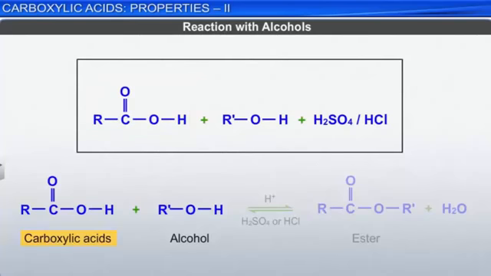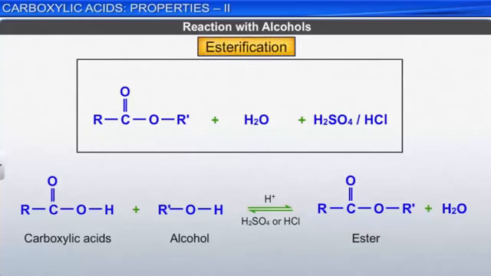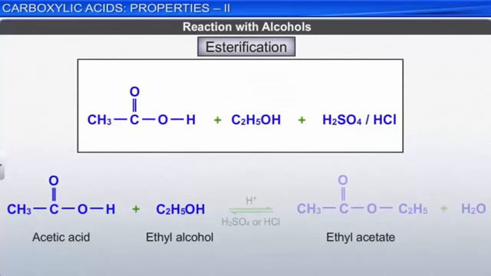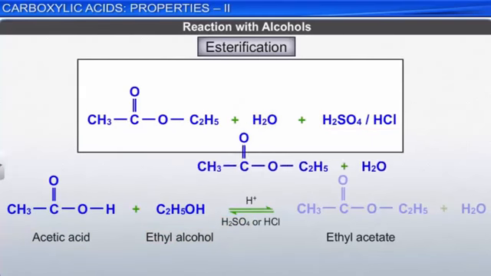Carboxylic acids react with alcohols in the presence of a mineral acid catalyst, such as concentrated sulfuric acid or dry hydrochloric acid gas, to form esters. The reaction is reversible in nature and is known as esterification. For example, acetic acid reacts with ethyl alcohol in the presence of concentrated sulfuric acid to form ethyl acetate.